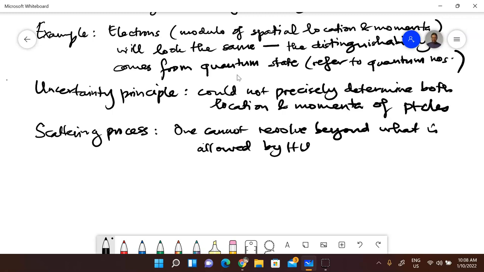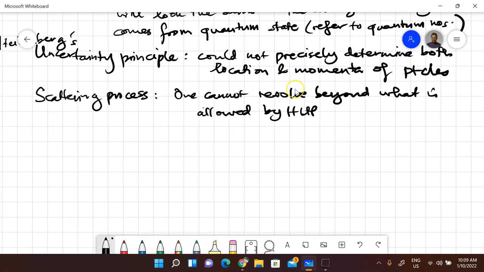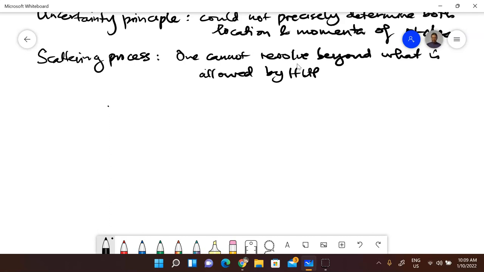Okay. So given that, you have scattering processes like this that might happen. So here's a scattering process. One particle coming in, another particle coming in, scatter this way, that way, and then essentially there will be some interaction here. The interaction here is within what one can actually see because of the resolution limitation by the uncertainty principle. So one could not distinguish between this scattering with this scattering.